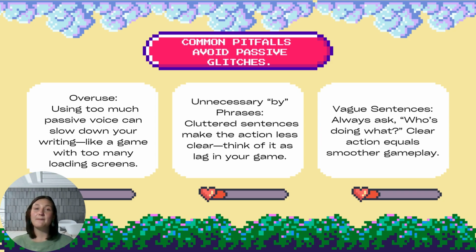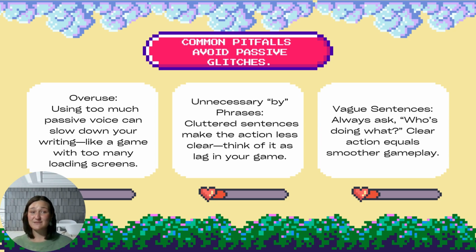Think of it like a massive lag in your game. Listen to the following sentence. The game was played by the team. Ugh, it is way too clunky. If we fix it, it should sound like the team played the game. Oh my days, it's much clearer.